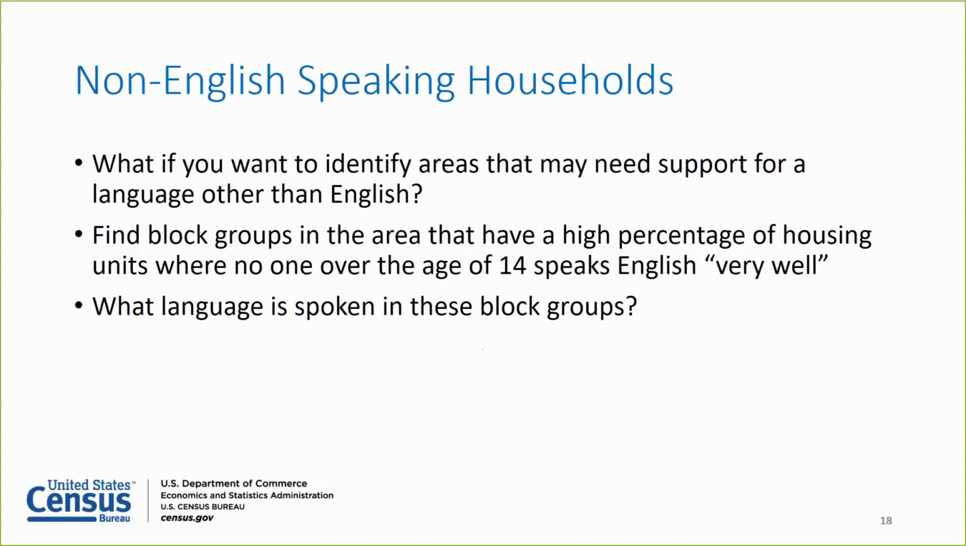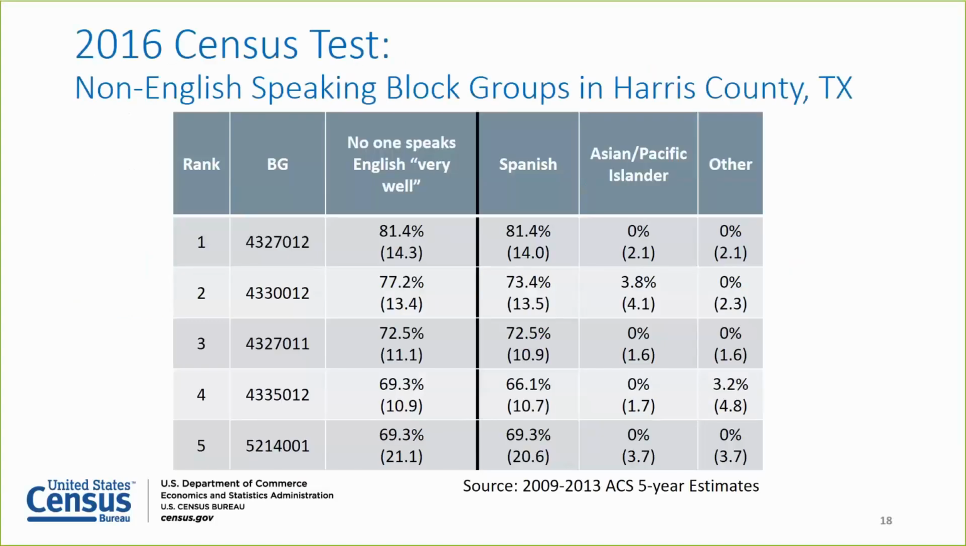We find the block groups in that area that have a high percentage of housing units where no one over the age of 14 speaks English very well. And then we look at what language is spoken in these tracts. Looking at these block groups, we see that, not surprisingly, Spanish is the most common language other than English that's being spoken.